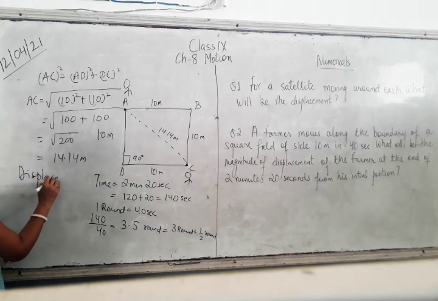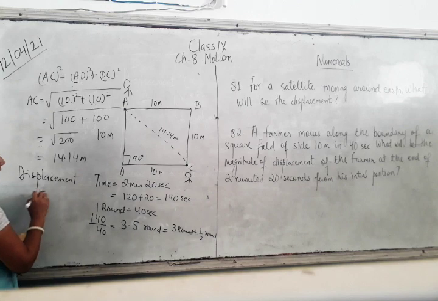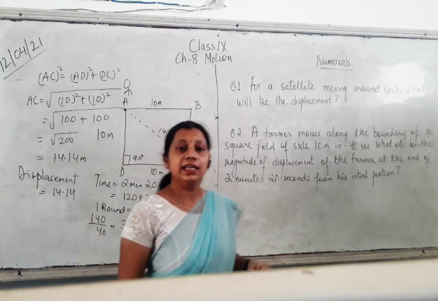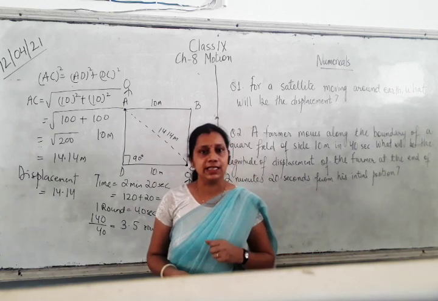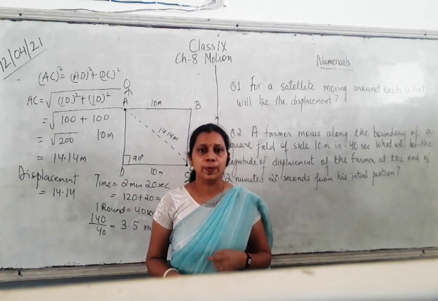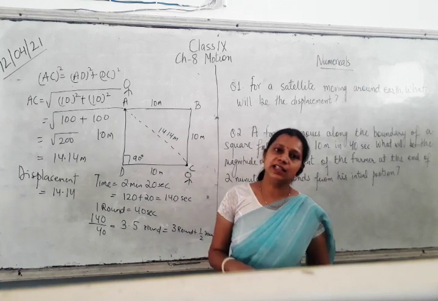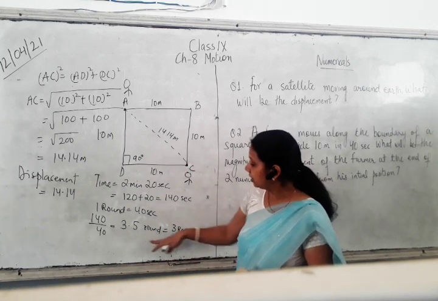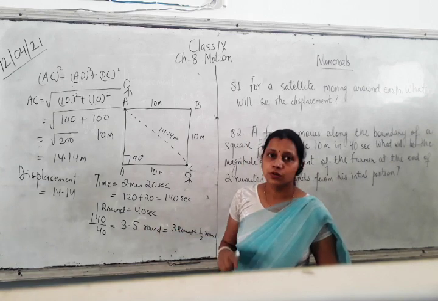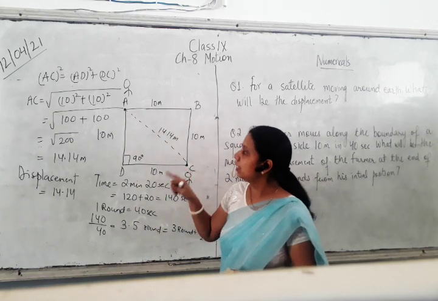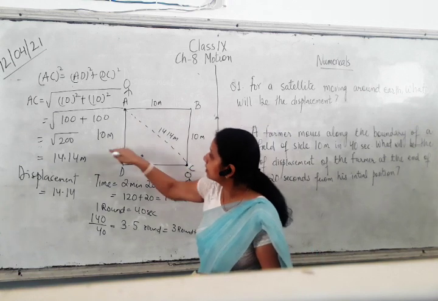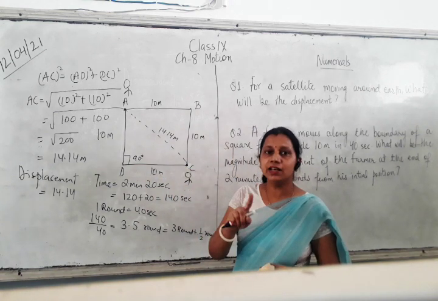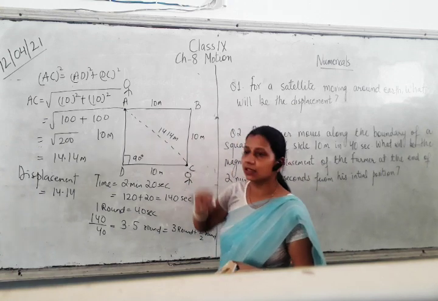which is nothing but the displacement of the farmer. Okay, and suppose you have to find distance, then what will you do? This is displacement. For finding distance, you have to see how much length he will cover in 3.5 rounds. So what is the perimeter of the square? 10 plus 10 plus 10 plus 10, 4 into 10, that is 40. So in one round, he covers 40 meters.